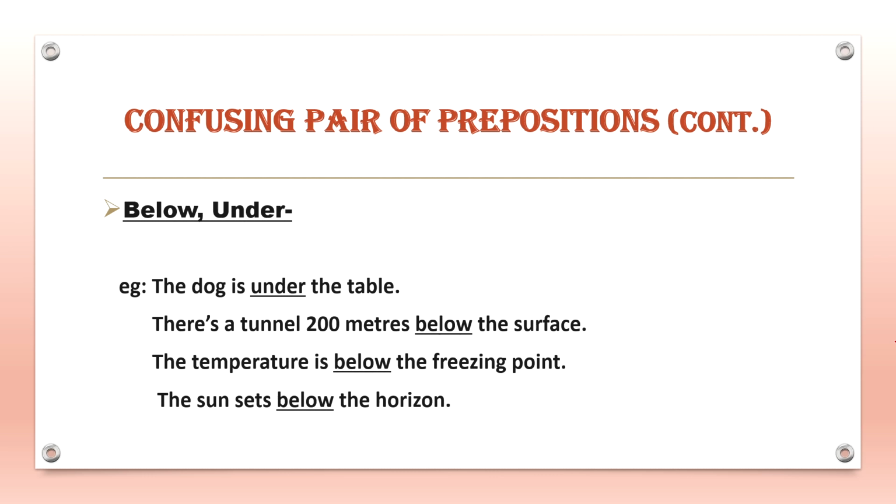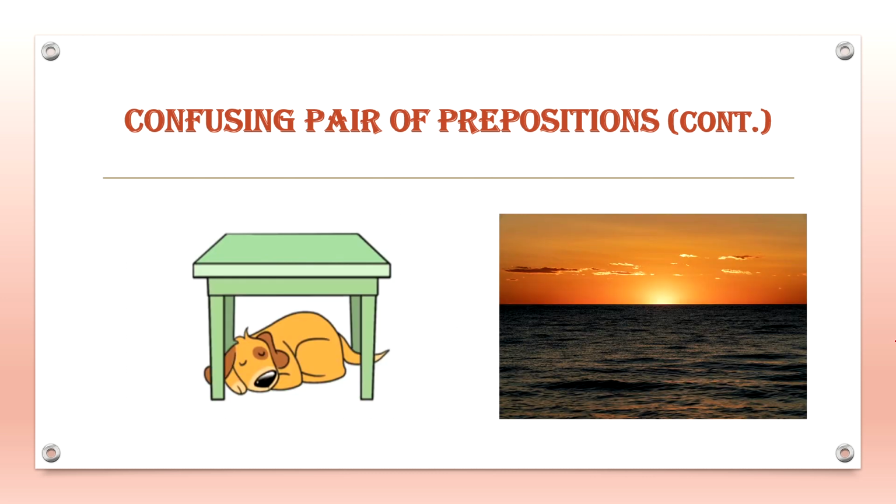Now, also keep this in mind, below is also used in measurement of temperature and height to show lower level from marking. For example, the dog is under the table. There is a tunnel 200 meters below the surface. The temperature is below the freezing point. The sun sets below the horizon. Now, as you can see in figure 1, the dog is sleeping under the table, and in figure 2, the sun is setting below the horizon. So, is the difference clear? So, that's it for today. We will continue further in the next lecture. Thank you.